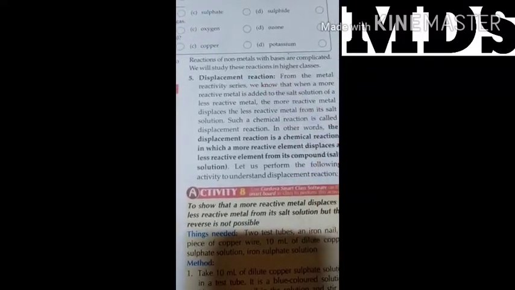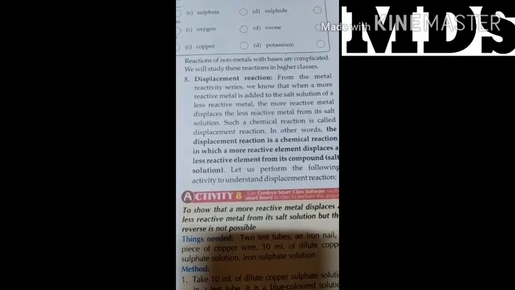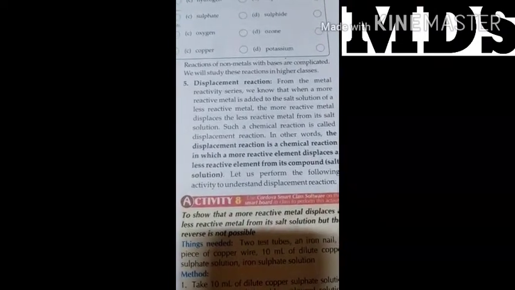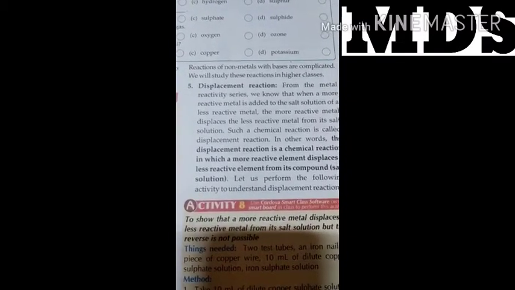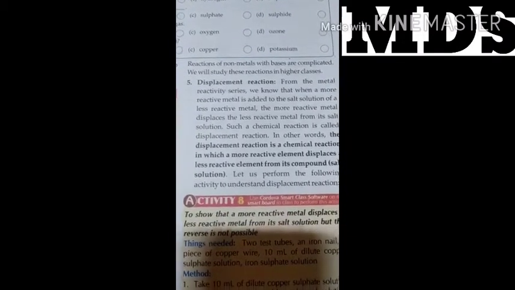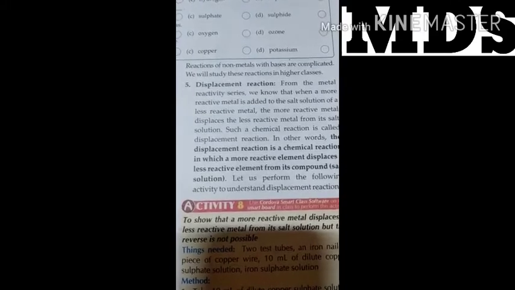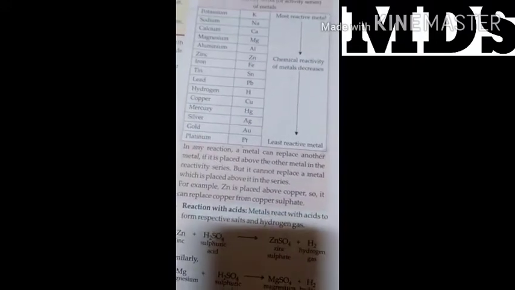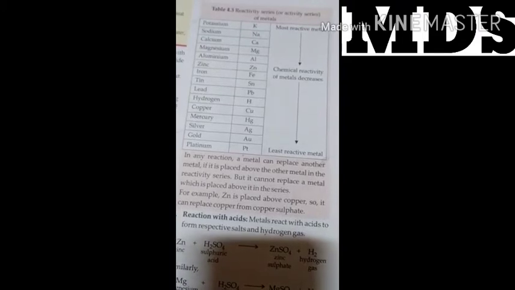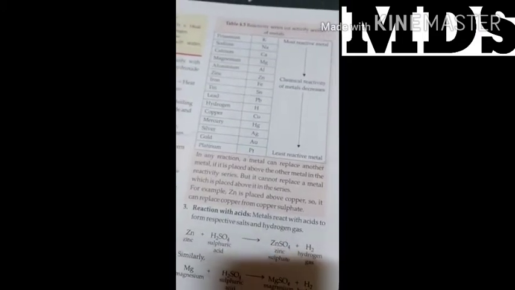Displacement reaction is the reaction in which a more reactive element displaces a less reactive element. Then how will you find which one is more reactive, less reactive? There is a table given in your book. This table you have to learn. This is the reactivity series. It tells which element is less reactive and which is highly reactive.